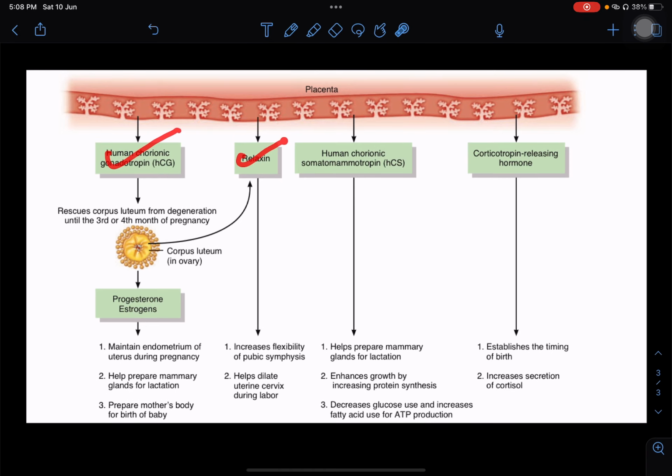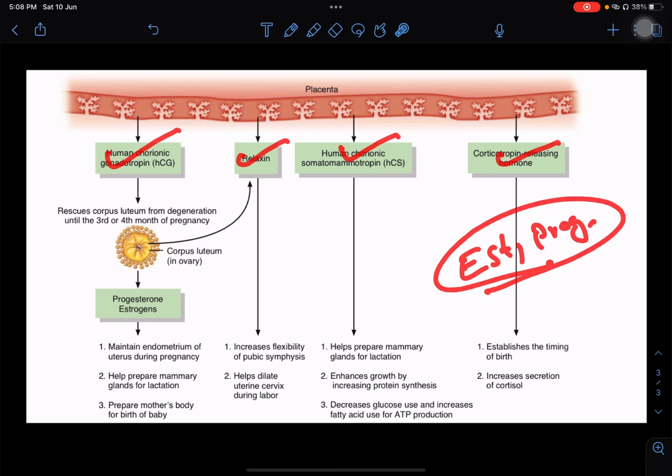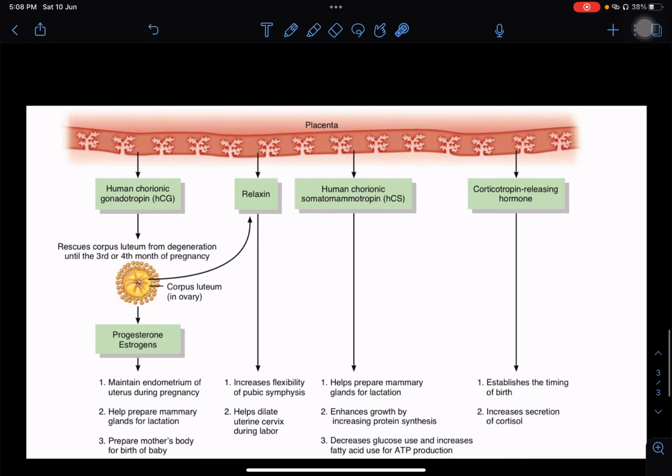So HCG, relaxin, HCS, CRH, as well as not only that, estrogen and progesterone are also released by placenta. So this is the structure and function of the placenta.